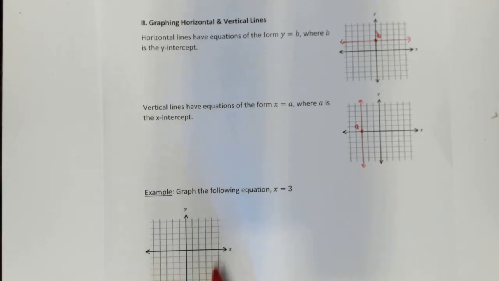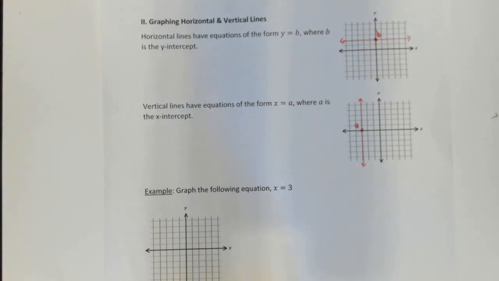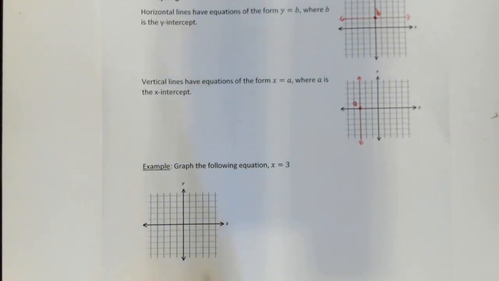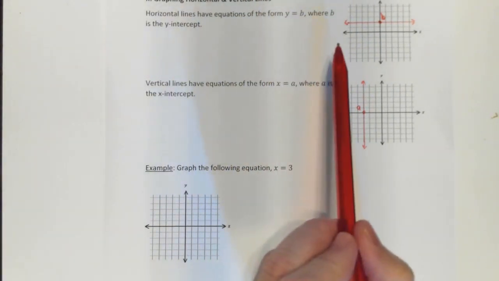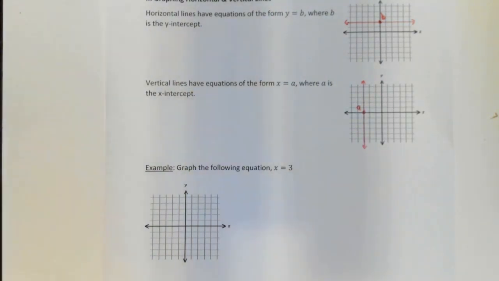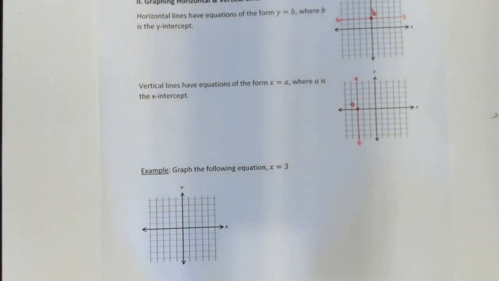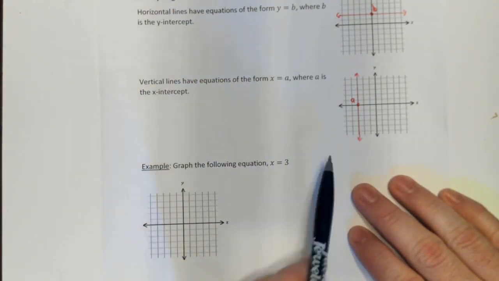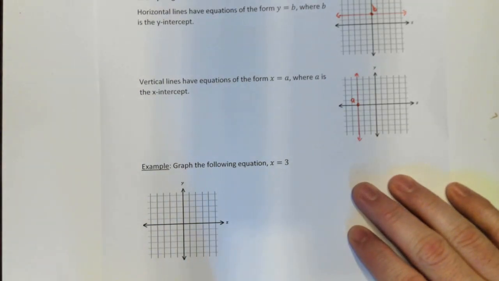So let's take this example, x equals 3. We know that's going to be vertical, but what I want to show you is a couple of ways that we can graph it. What I find is students will confuse horizontal and vertical. They'll mix them up. So I'm going to graph it using a table as well as our knowledge that since it's x equals 3, it has to be vertical. So let's do that part.